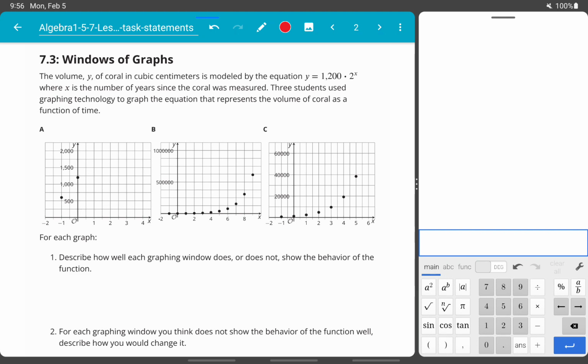Okay, let's look at the first graph. I see a point here and here, but I don't see anything out here, and I don't see anything up here. So graph A seems like the window is too short horizontally and vertically. So we can write that so it looks something like this.